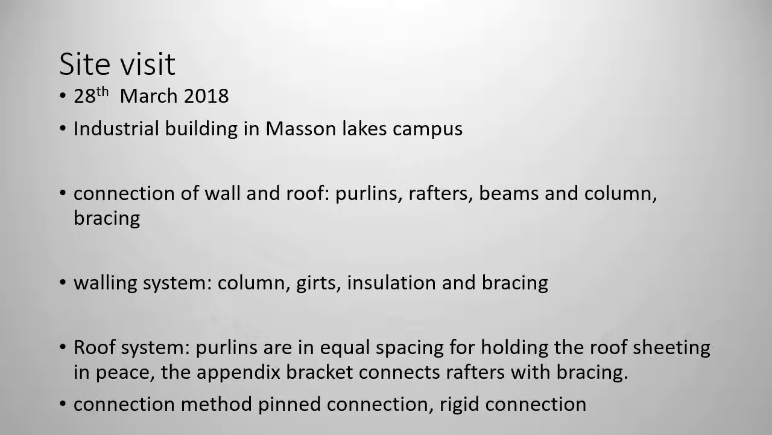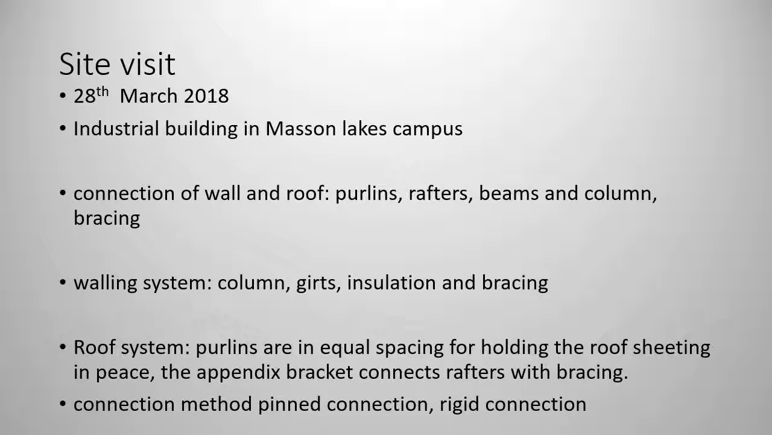This site visit is helpful for us to study industrial building. According to the site investigation, we got to know more about its components and how these components support each other in an individual building. For the connection of wall and roof, purlins are used to support roof sheeting and transferring the load to the ground through rafters, beams, and columns.